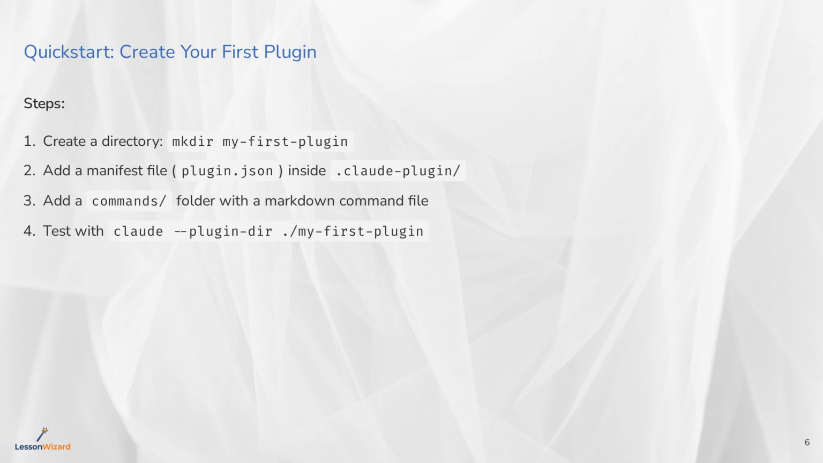Follow these 4 concise steps to spin up a new plugin. Start by making a folder, then define the manifest, add a simple / command, and finally run Claude with the --plugin-dir flag to load your plugin without publishing it. This rapid iteration loop speeds up development.